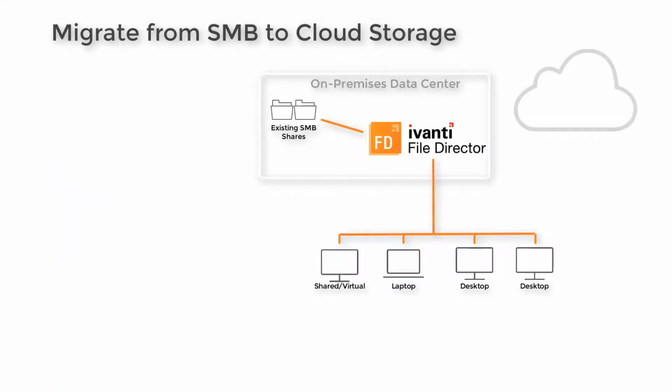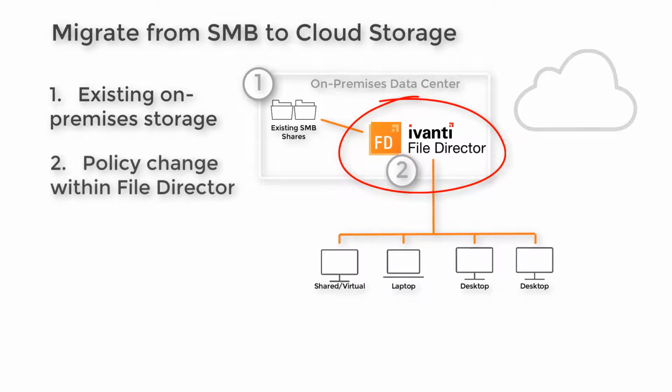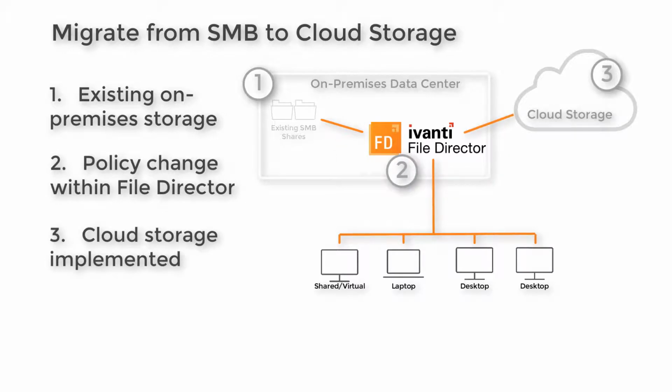If planning to migrate user files from SMB to cloud storage, File Director can help enable huge savings in infrastructure, storage and maintenance costs. The migration from on-premise to cloud storage is achieved via policy changes within File Director. At every step of the migration, user data is synced to the cloud and remains fully available across all user devices, whilst the user experience remains unchanged.